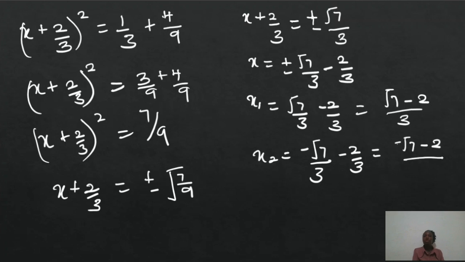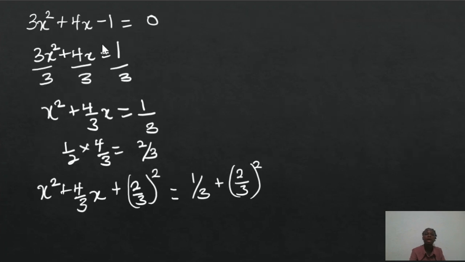So now you can try putting these answers into our main equation, which was 3x squared plus 4x minus 1, and you are supposed to get 0. So if you put your answers into the equation and you don't get 0, it means that there is a problem, so you have to check your solution again.